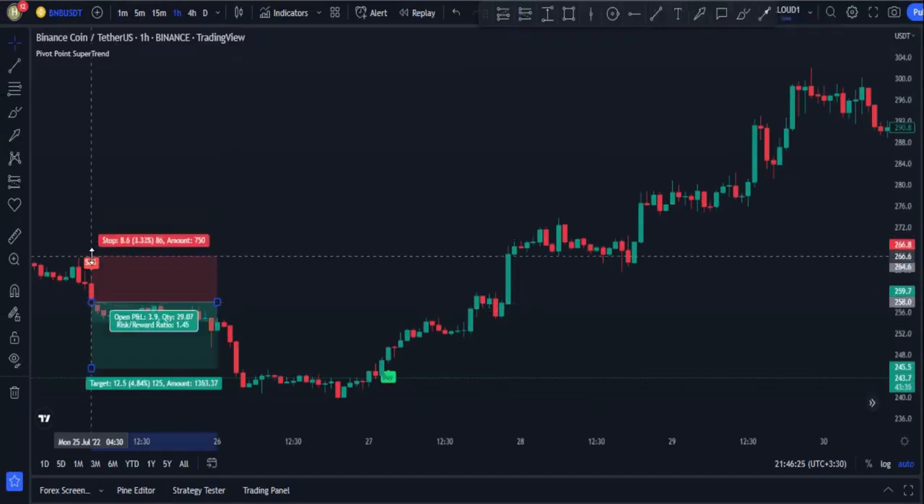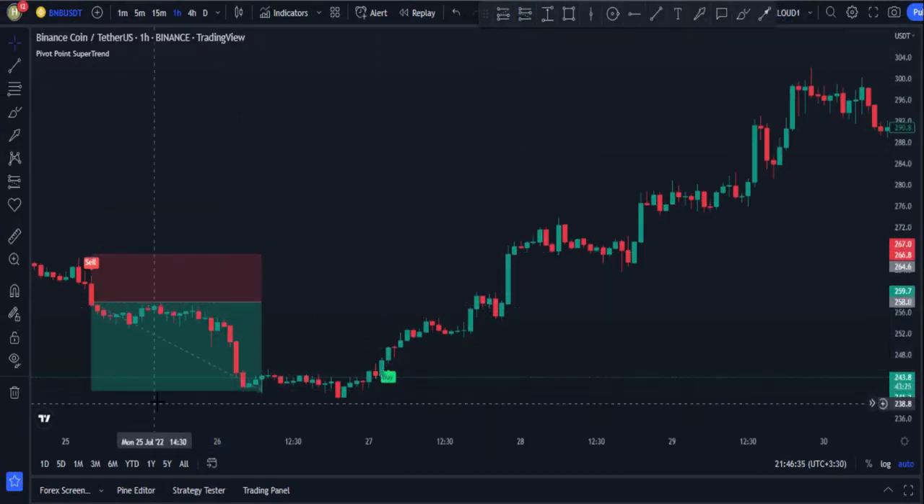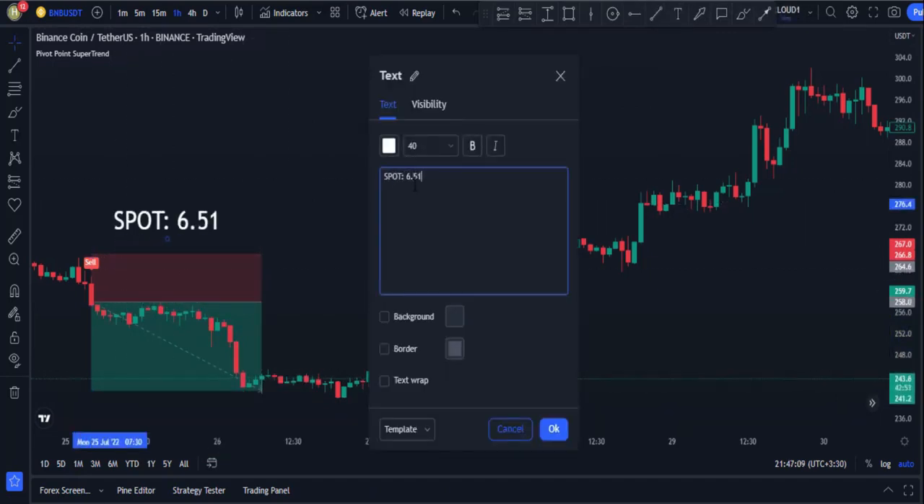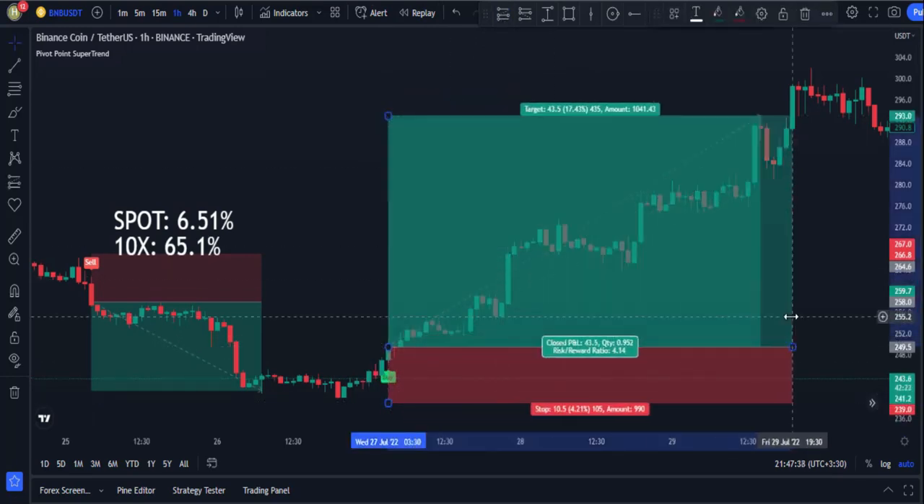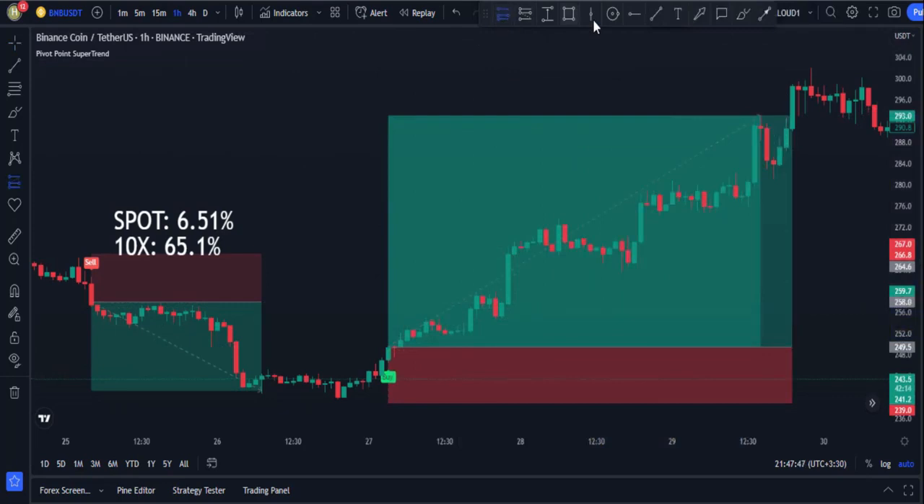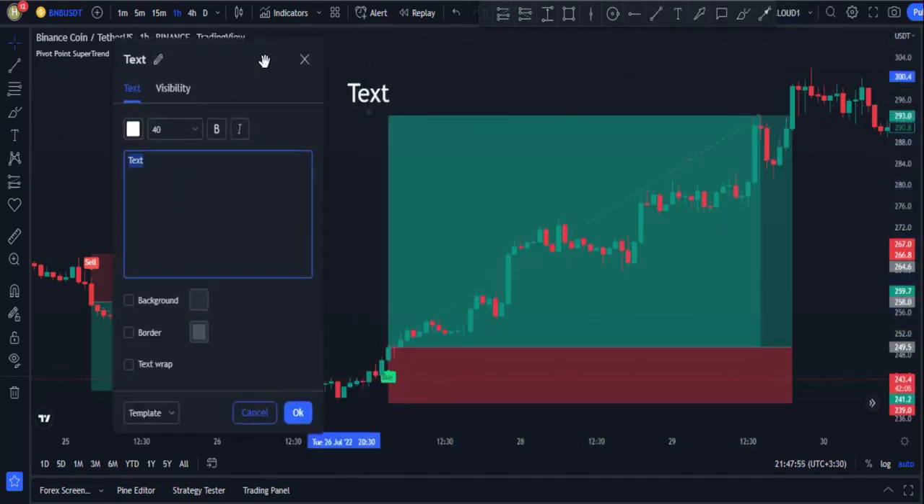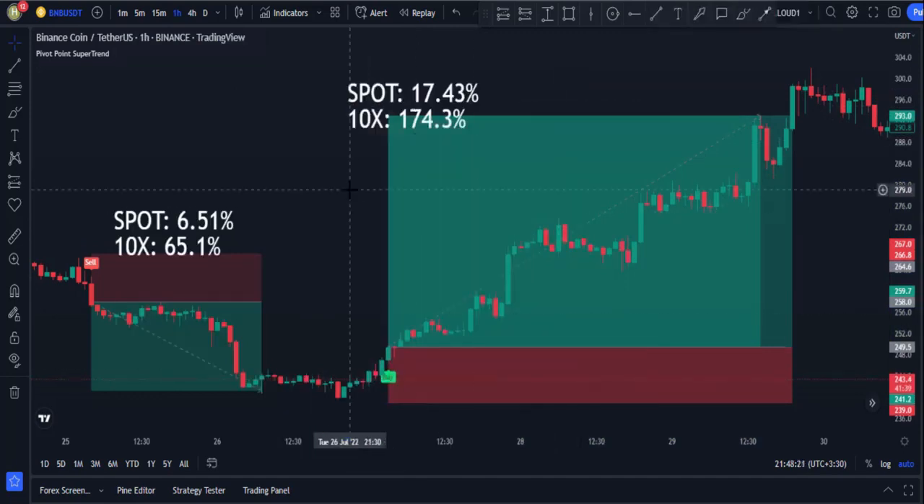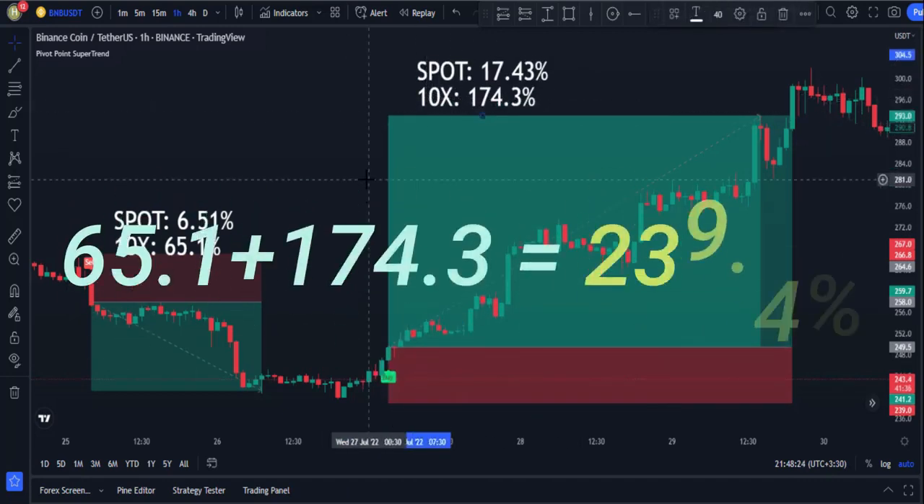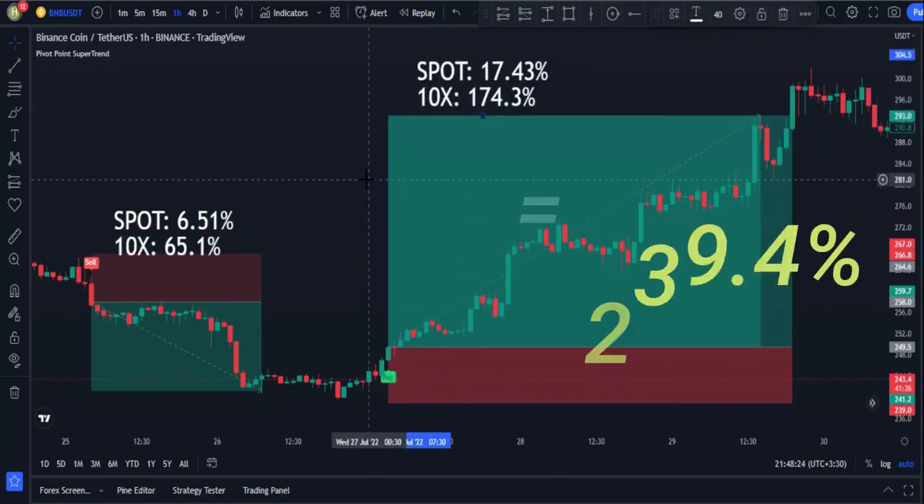A sell signal issued by the indicator. And this signal made 6.5% profit on a spot mode, which would be 65% profit with 10x leverage. And let's check it out, the next signal, a buy signal issued by the pivot point super trend indicator, and this buy signal made 17% profit on a spot mode, which would be 174% profit with 10x leverage. And as you see, we made over 200% with just 2 trades on 1 week.